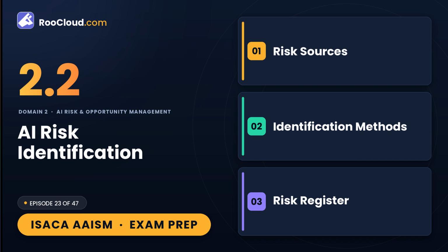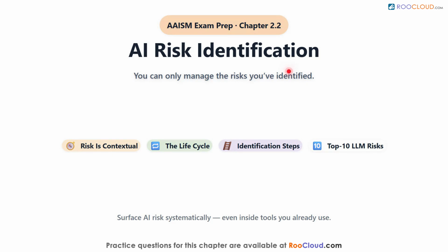Welcome to Domain 2, Section 2.2, AI Risk Identification. In this session, we will look at why AI risk is always contextual, how the risk management lifecycle applies, the steps for identifying AI risk, and a well-known top 10 list of security risks for language model applications.